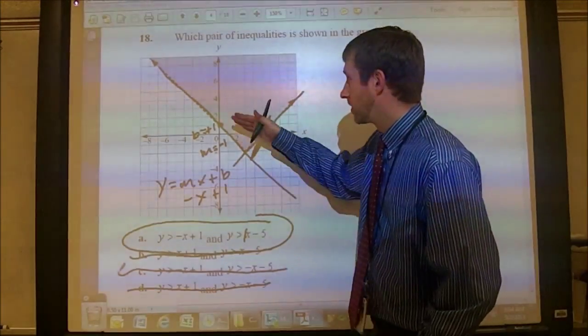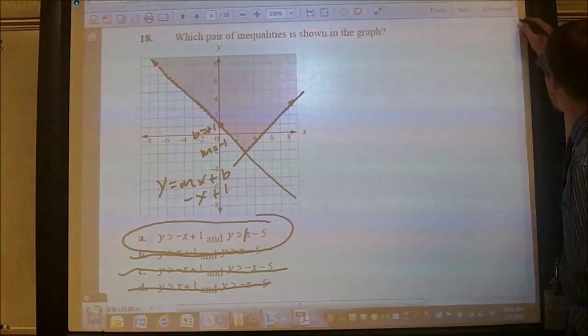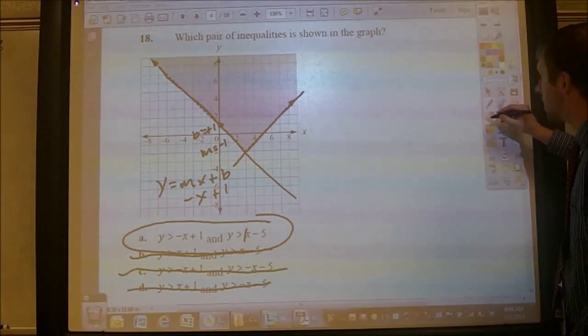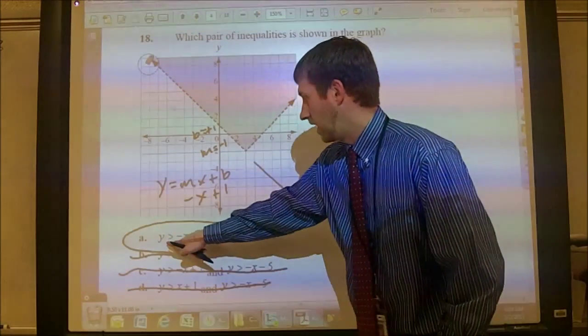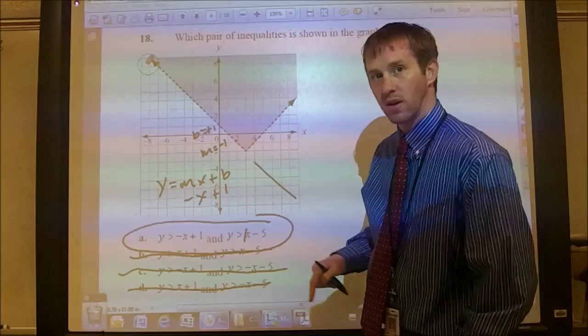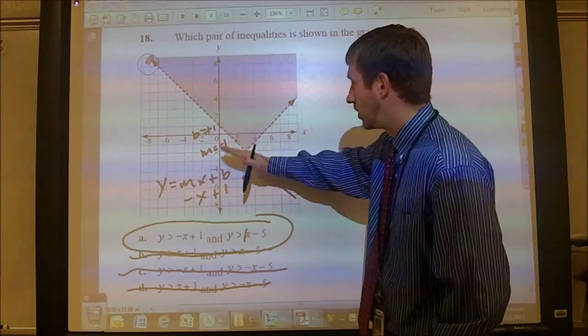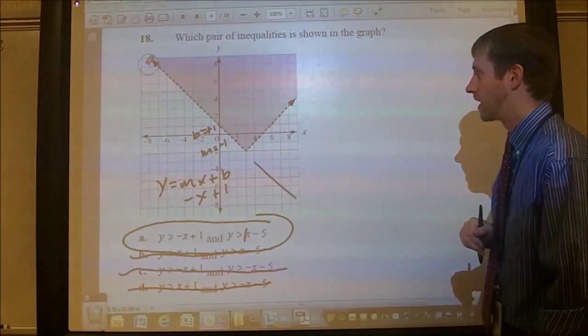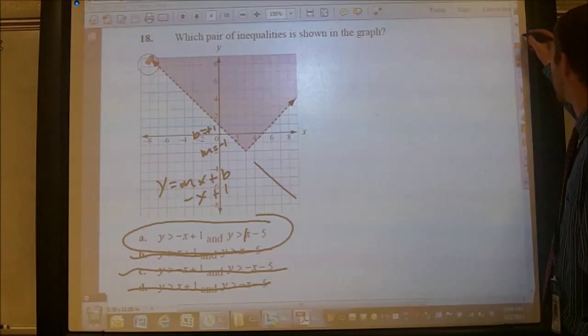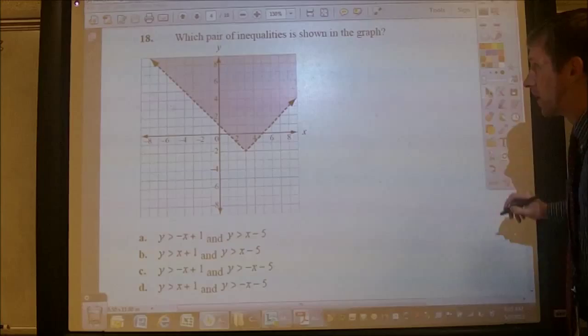Let me erase that real quick just to point out a couple things. Notice they used a dashed line because it didn't have the equals to, it was just greater than. They shaded above because it was greater than, right? So you're shading above, and that's where they intersected the shading. So hopefully we did a good job there.